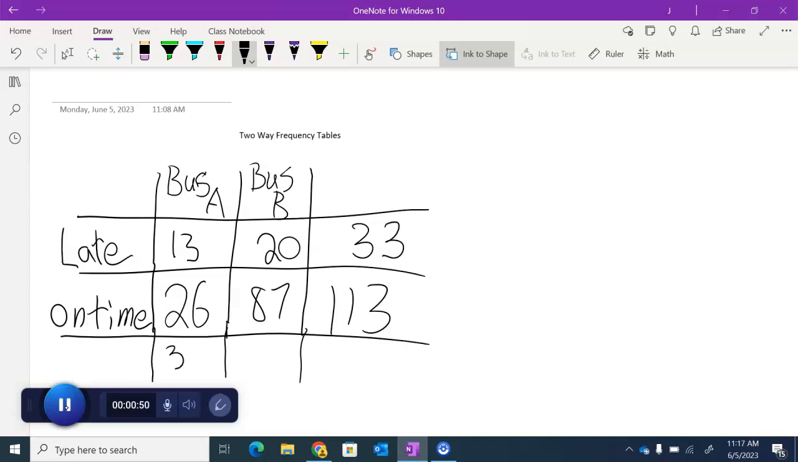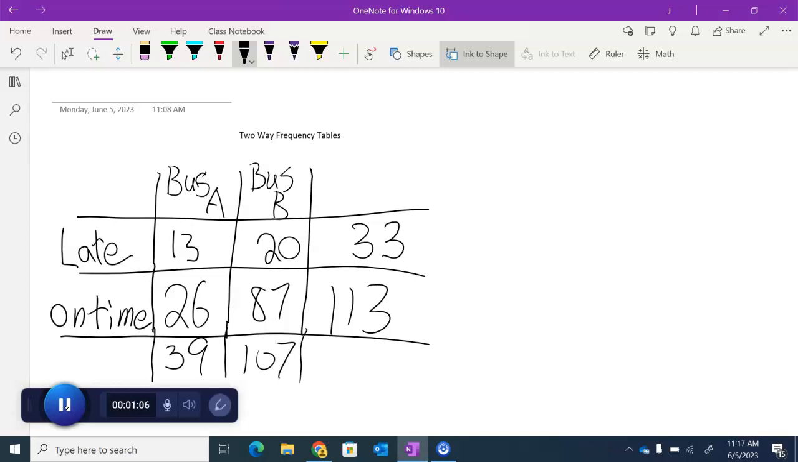And bus A, how many times did bus A do a route? Bus A did a route 39 times. It traveled around, picked kids up 39 times. Bus B, how many times did it go? It did 107. 20 plus 87, 107.